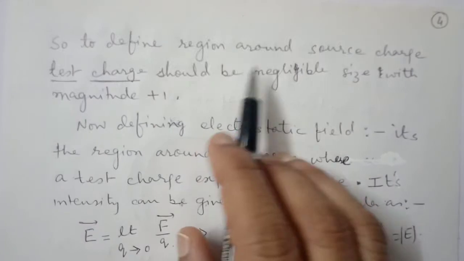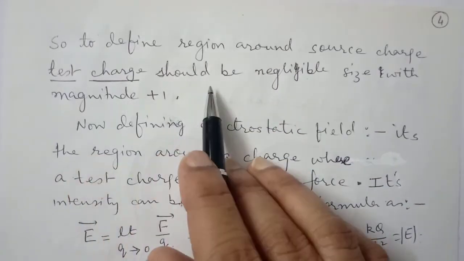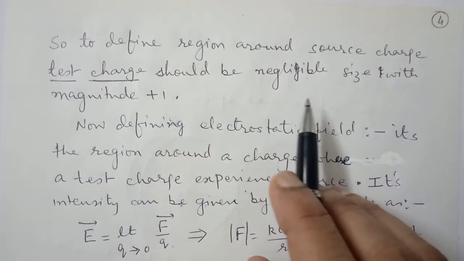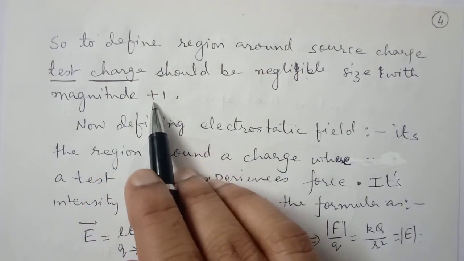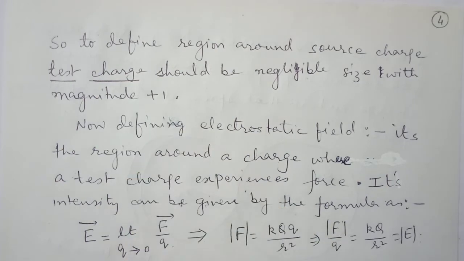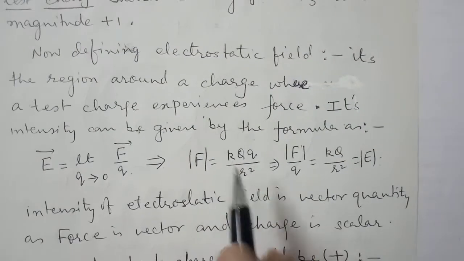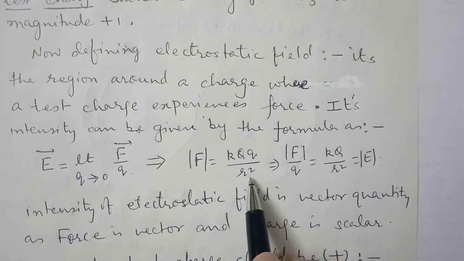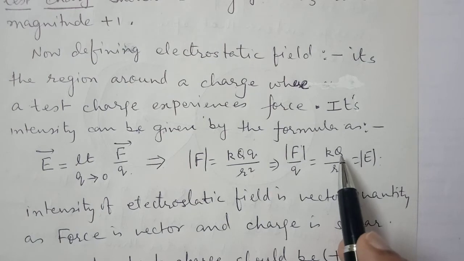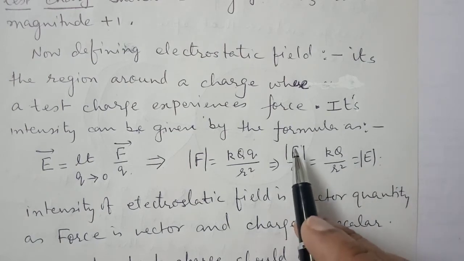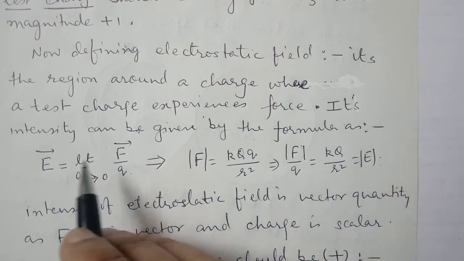So, to define the region around the source charge, the test charge should be negligibly small, but it should have magnitude unity and positive value. Force is kQq upon r square. F upon q is kQ upon r square. kQ upon r square is the formula for the field of a point charge Q. From here, F upon q becomes E.